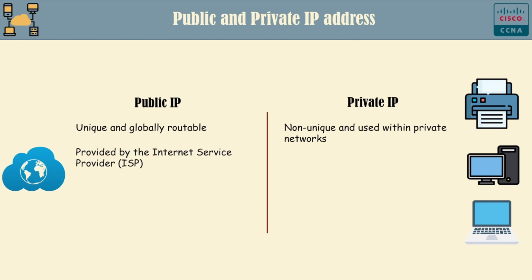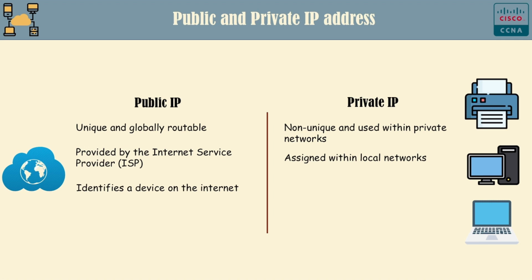Public IPs are provided by the Internet Service Provider, ISP. Internet Service Providers assign public IP addresses to devices to enable communication with the Internet. While private IPs are assigned within local networks, private IP addresses are assigned by network administrators within local networks, such as home or office networks.